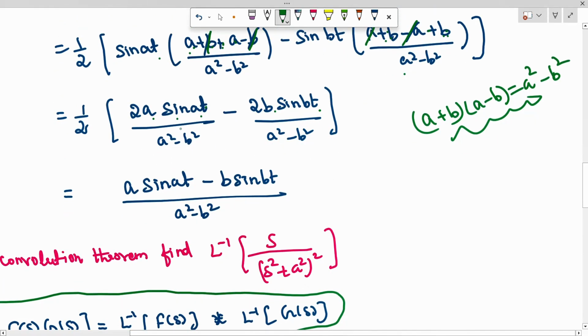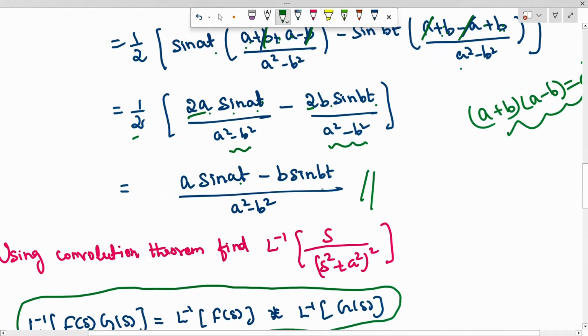Now look at this, both the denominator values are same. Now we can add the numerator terms directly. Here 1 by 2 common, from these two terms taking 2 common outside, already we are having here 1 by 2, 2 2 cancel. We are getting a sin at minus b sin bt divided by a square minus b square, which is the final answer.